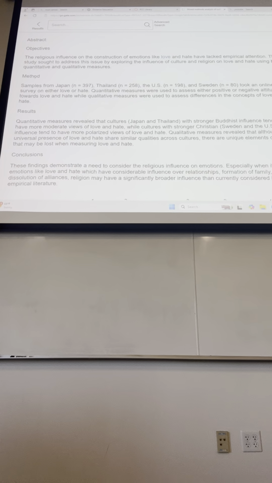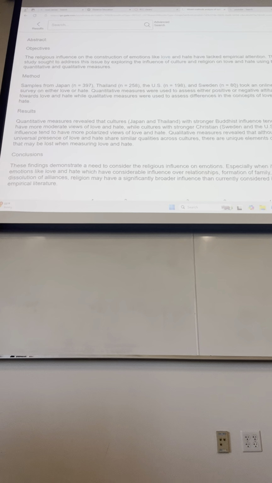So they already told us the method. The samples come from Japan of 397. So they got a pretty good sample population going on here. So now I'm interested in what they have to say. I'm kind of invested. They're telling us that from Thailand, they got 258. From the US, they got 198. And from Sweden, they got 80.